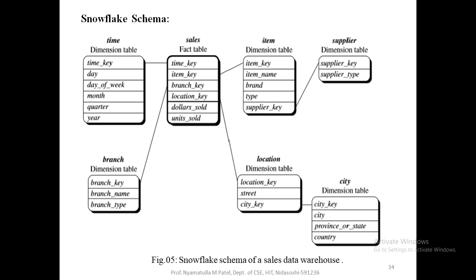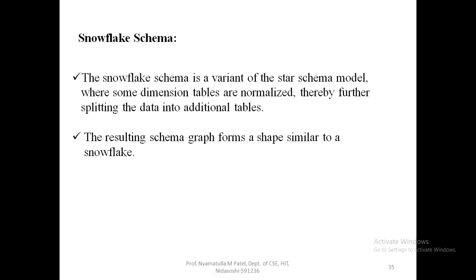Next, coming to the snowflake schema. Snowflake schema is a variant of the star schema model where some dimension tables are normalized, thereby further splitting the data into additional tables. So here the dimension tables are normalized, with the data split into additional tables. The resulting schema graph forms a shape similar to a snowflake.